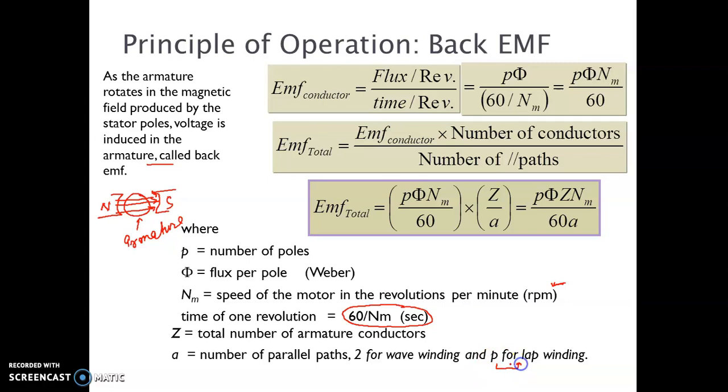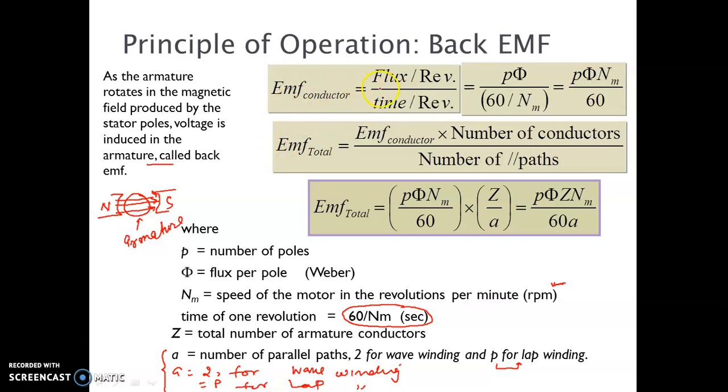A equal to parallel path equal to 2. This is fixed for wave winding. And A will be equal to P for lap winding. So these two types of parallel paths are available only in DC machine. Z equal to total number of conductors. I have shown you in previous slides how the conductors are placed in the slots available in the armature. So we have to find how induced EMF is produced.